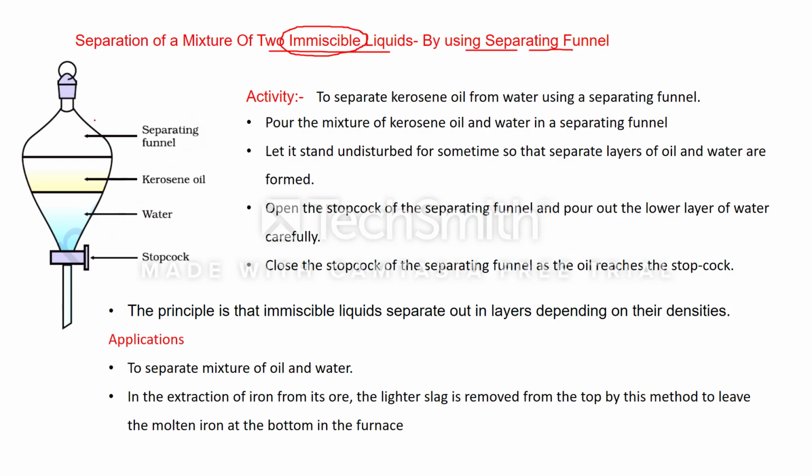Now see, this is the diagram given. With the help of one activity, it is explained. Suppose we want to separate kerosene oil from water using a separating funnel. First of all, pour the mixture of kerosene oil and water into a separating funnel. Let it stand undisturbed for some time so that separate layers of oil and water are formed. We will get separate layers, like this is water and this is kerosene oil. Kerosene oil is the upper part and water is the lower part. We can say kerosene oil is lighter, it has less density than water.